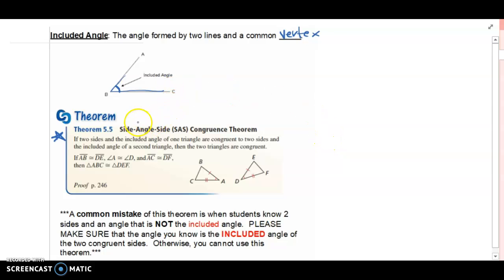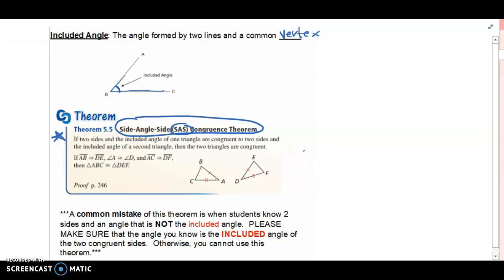All right, here's the side angle side congruence theorem. Here it's written side angle side. Usually we just write it SAS. And this is just saying if we know that 2 sides and the included angle of one triangle are congruent to 2 sides and the included angle of the other, then the triangles have to be congruent. So this is kind of what we watched on that short clip. This is a very, very big shortcut.